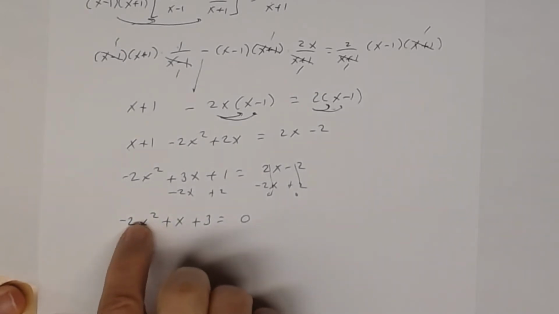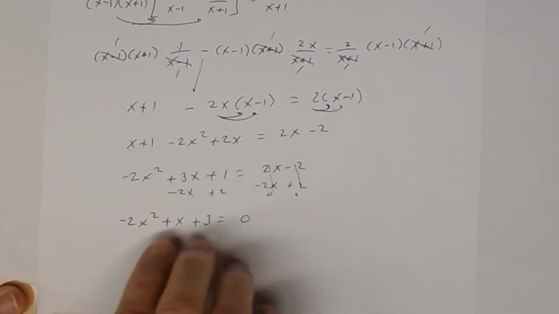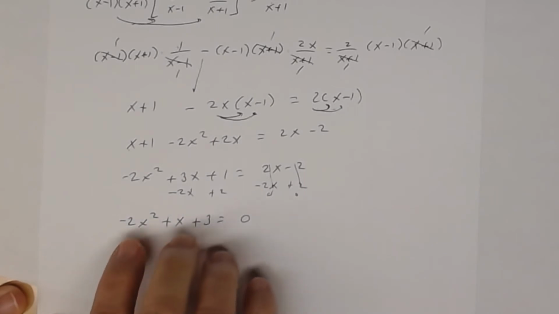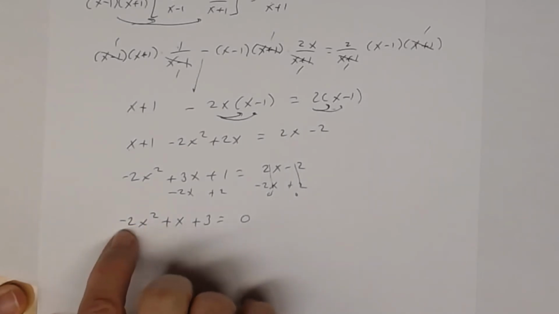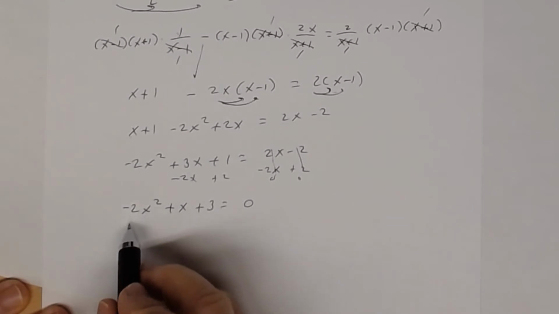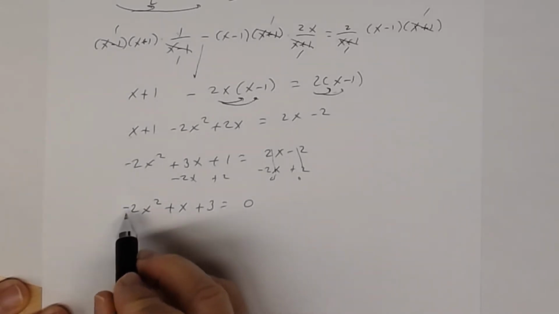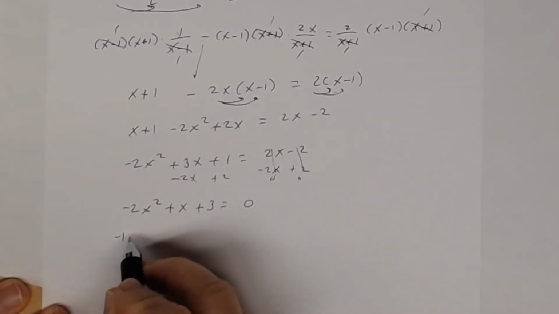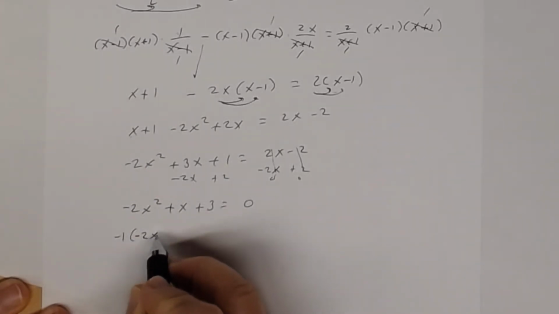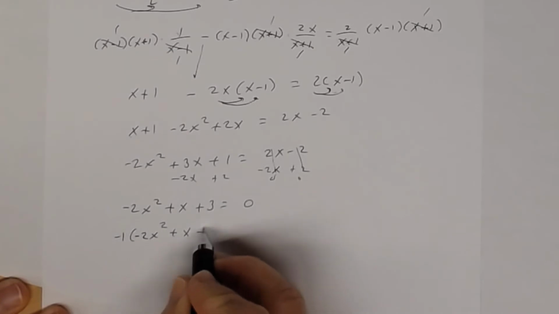Now here's the problem. So many students have trouble. This is going to be factorable. You don't have to use the quadratic formula here. But when it's factorable, many students have trouble when that x squared term has a negative coefficient. So I'm going to make that a positive coefficient. You can multiply both sides by negative 1. So I'm going to multiply by negative 1 to make the x squared term positive.